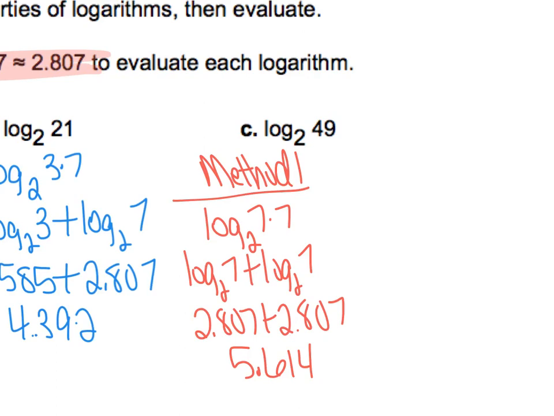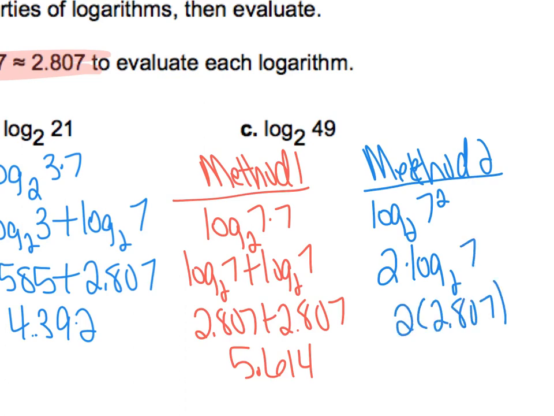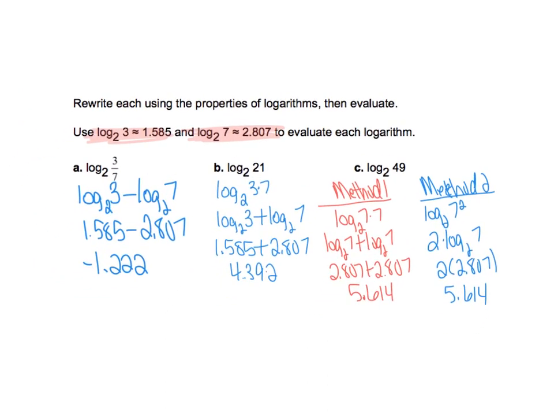Method 2 would be you would change that 49 into 7 squared. So you would have log base 2 of 7 squared. Well, then you would just take that exponent, the 2, put it out in front, and you would have 2 times log base 2 of 7, or 2 times 2.807, which is still the same answer, 5.614. I think method 2 in blue is probably a little bit easier, but either way will work.